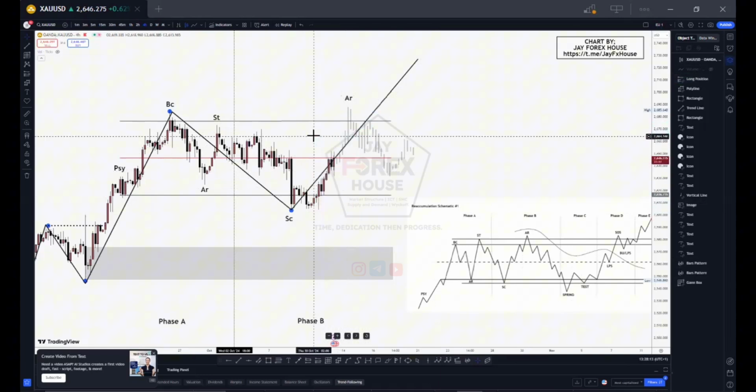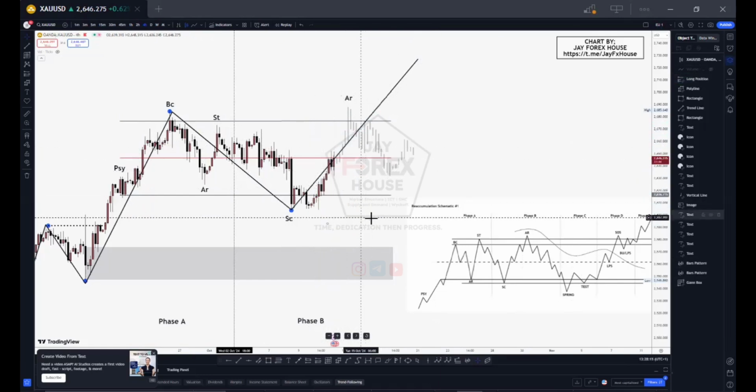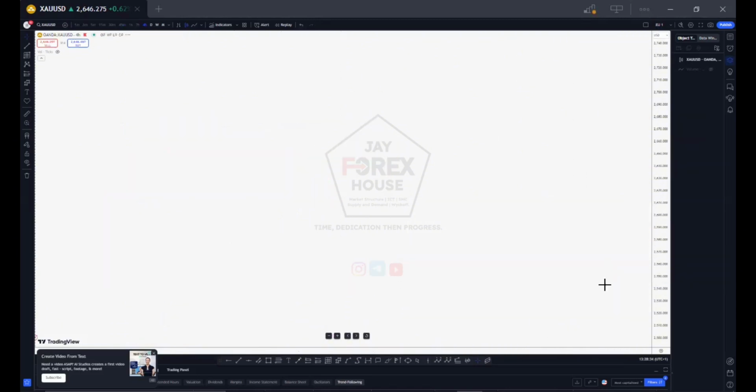Wyckoff is there to give you an insight into what's going on, so you can know how to use it and how to make sense of it. So you can actually trade the phase B, trade the phase C, trade whichever phase you want to trade, as long as you know what's going on and what to expect next. Okay, so this is phase B. The safest time to trade would be the phase D.